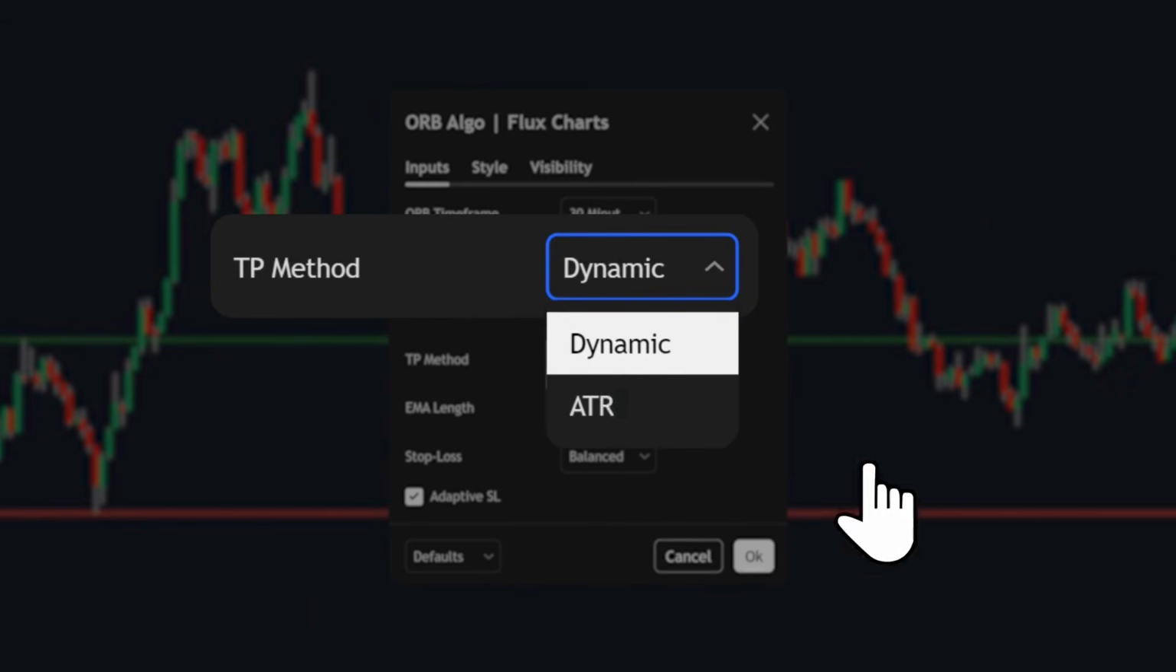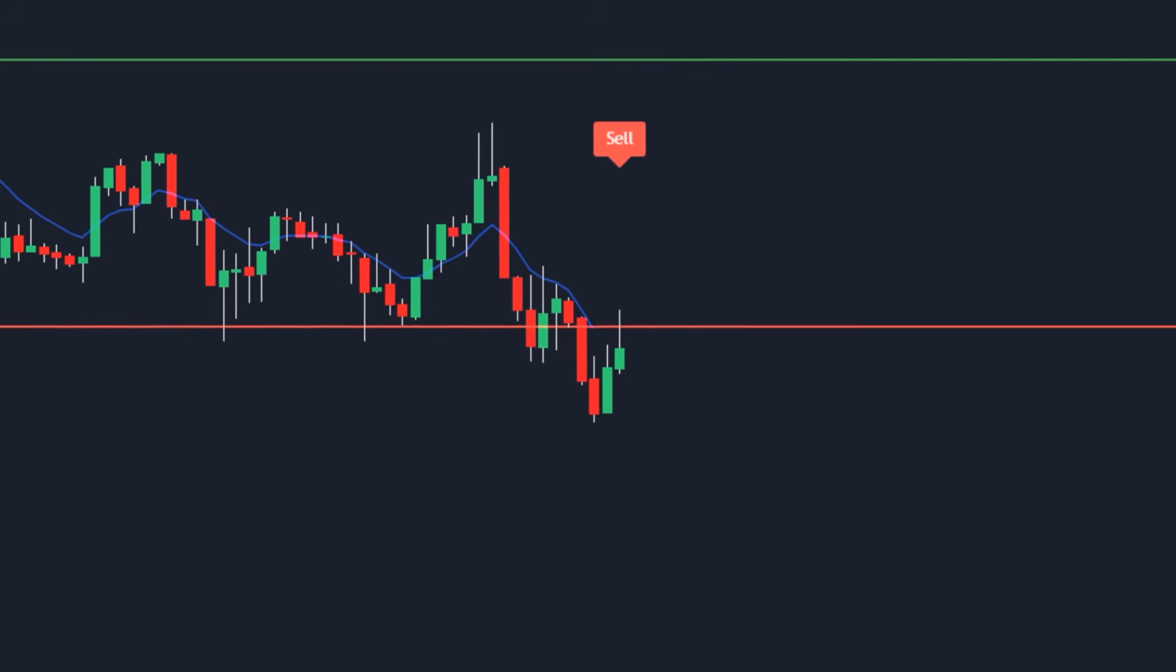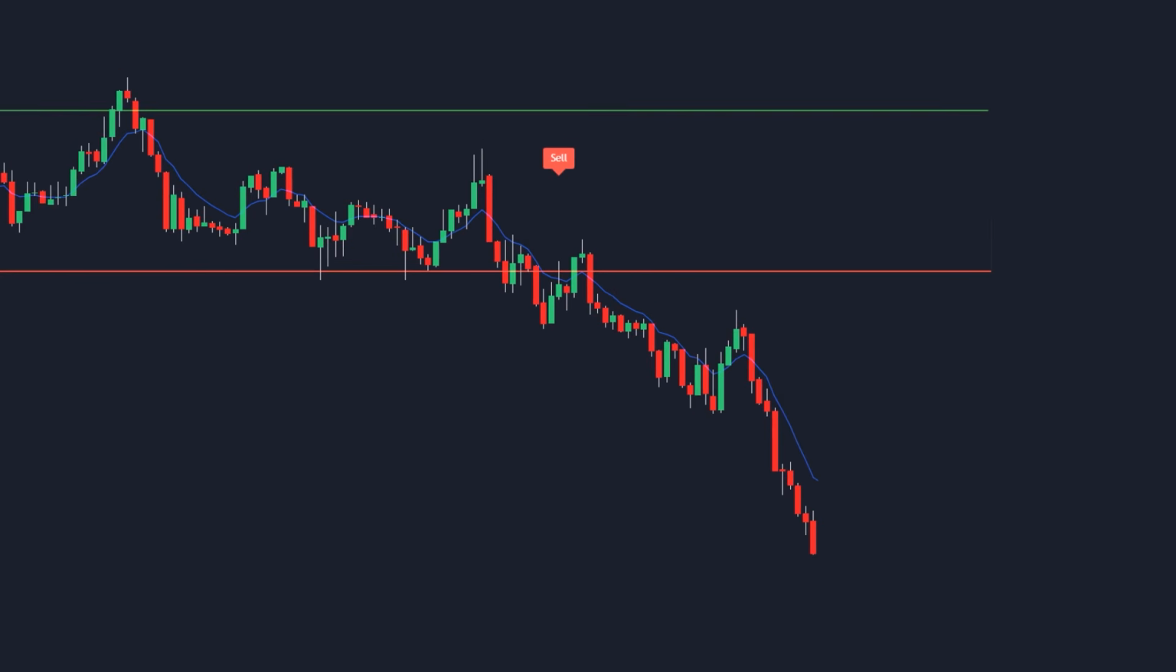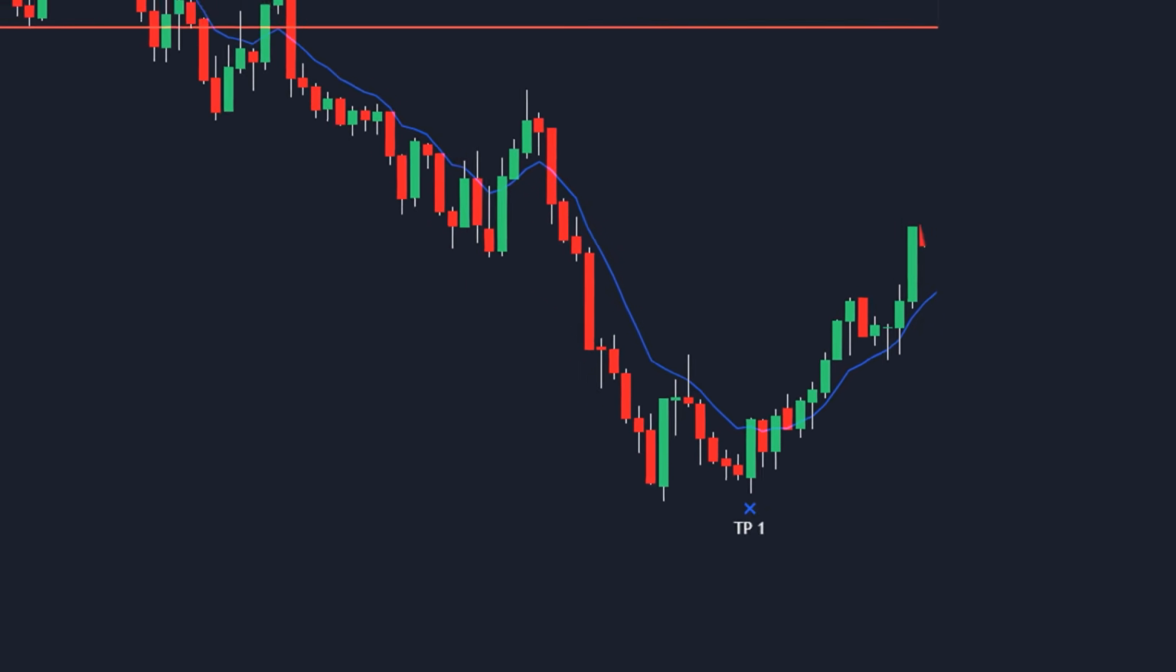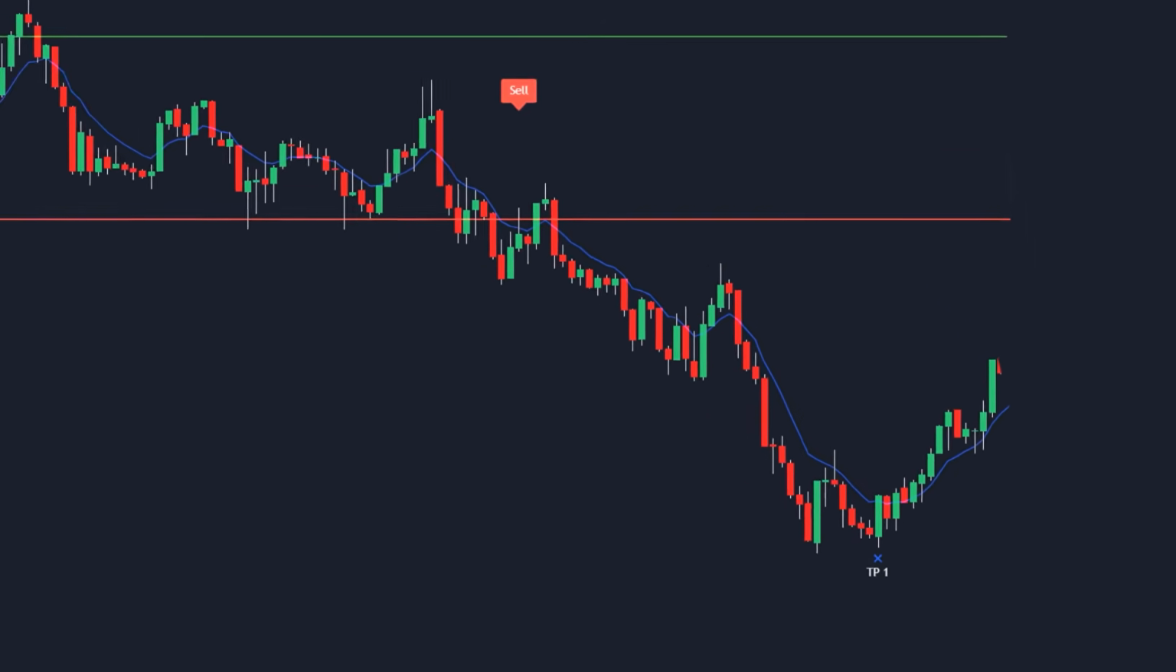The first is dynamic. This one uses an EMA to follow the trade. As long as price stays on the right side of that line, the position stays open. But the moment price closes through it, that's your exit. This lets you catch strong trends, but it still reacts quickly when momentum dies.